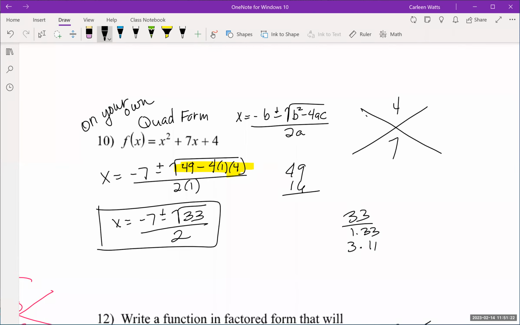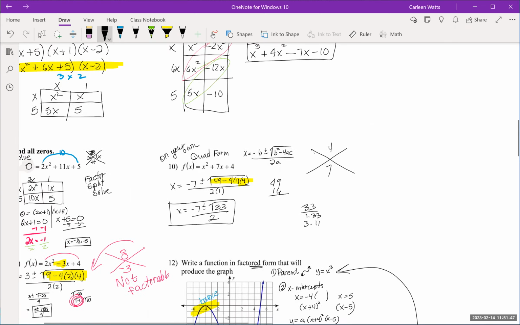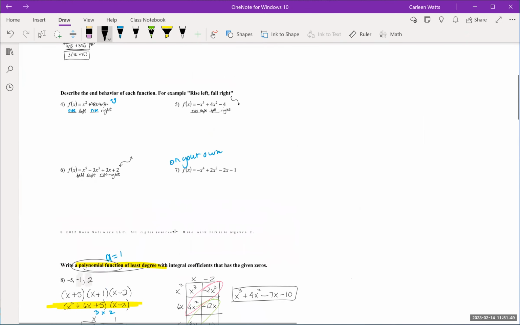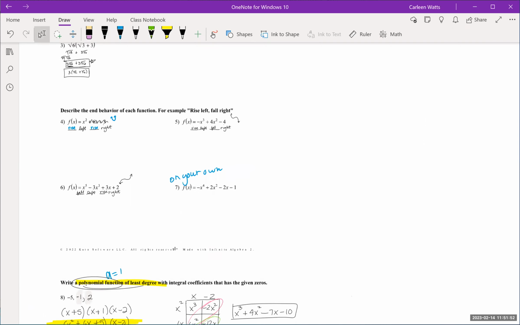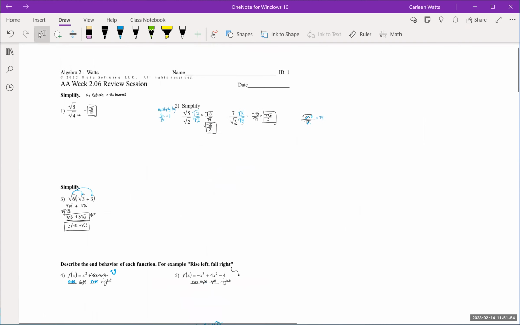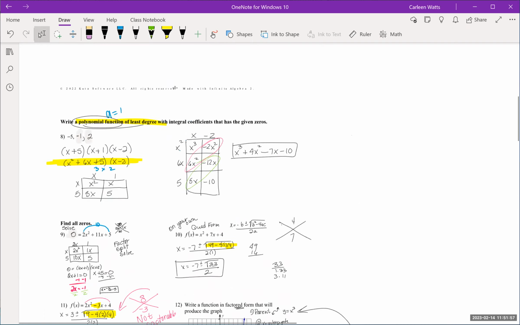Okay, so you don't always hate quadratic formula. It's not bad. The first time you see it, you think, I'll never be able to do that. And then you realize it's not that bad. Okay, anything else? Number 19.